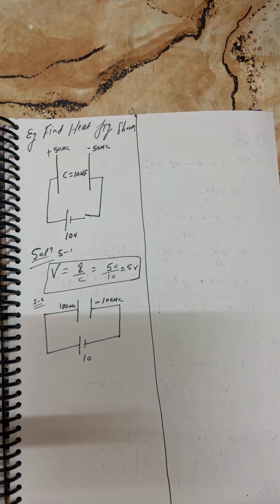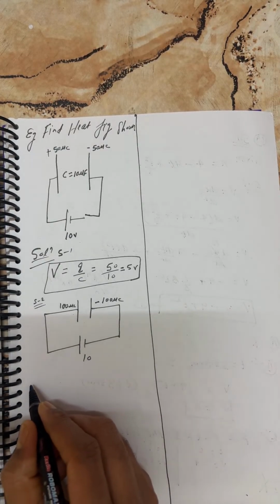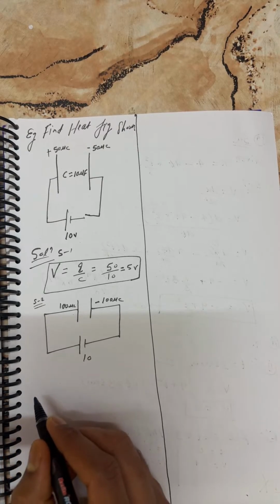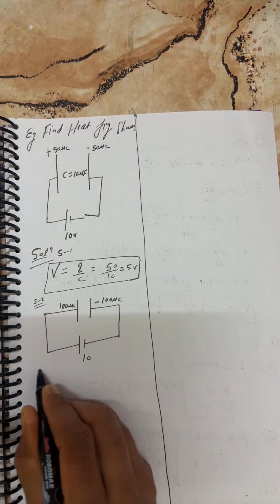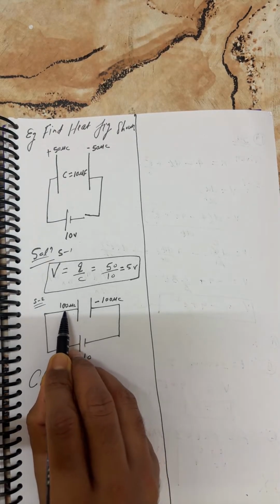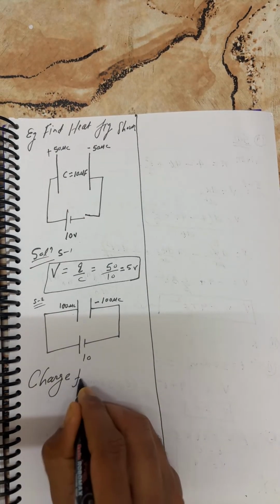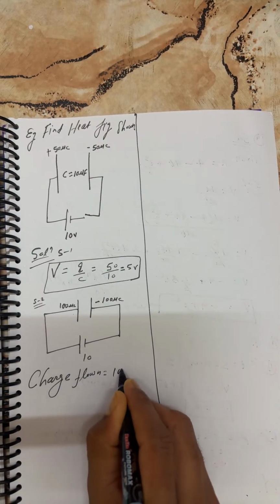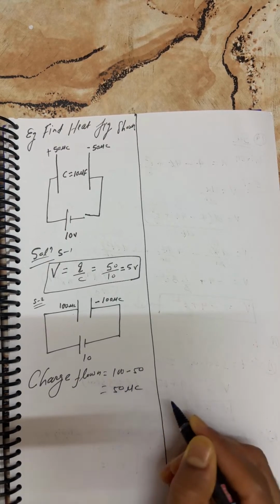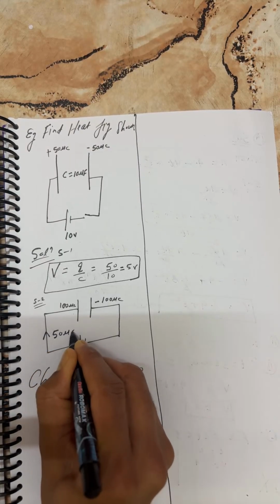So we have to find charge flow. So what is the value of charge flow? Tell me, everyone. I said here how to find charge flown. If charge is increasing, then final charge minus initial charge. So charge flown, student, you can say 100 minus 50, which is equal to 50 microcoulomb. So you are basically supplying charge over here, 50 microcoulomb.